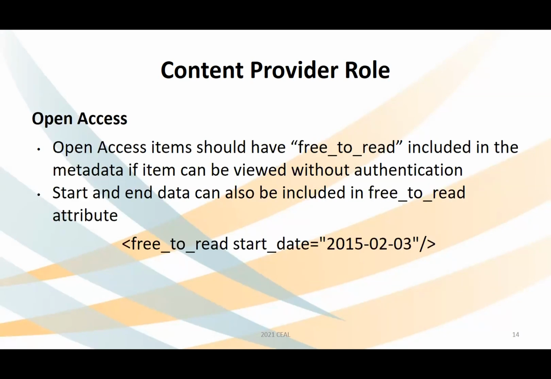If an item is open access, it should have the free to read element included in the metadata. That is also very important to the end user, who can then identify quickly if something is open access or not. And the content provider needs to include this line of code in its article record.